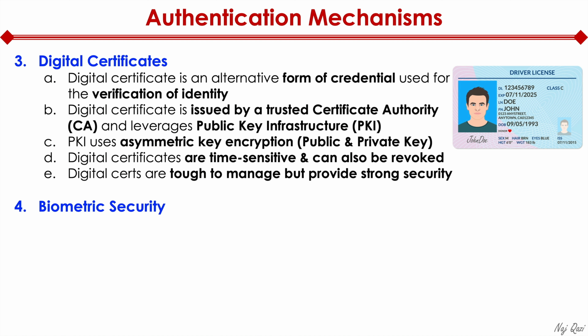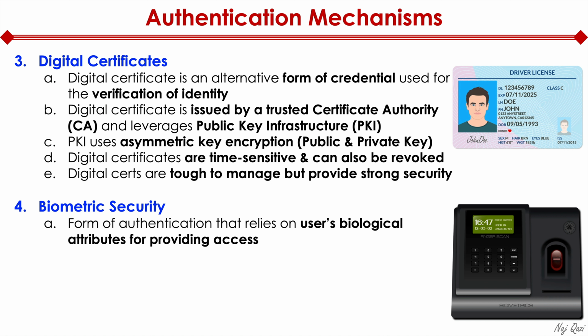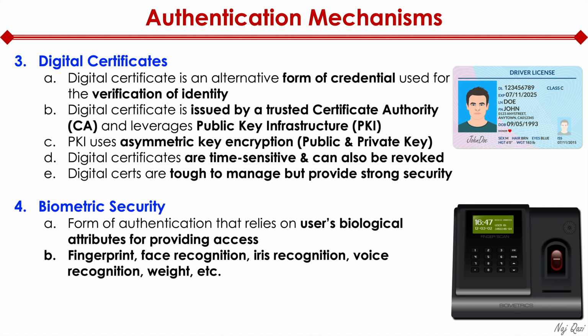And the final type of authentication mechanism that I want to touch base on today is biometric security. So when I say biometric, different things probably come to your mind, but here we have a finger scanner. So we go ahead and put our finger on this finger scanner, and if our fingerprint matches, we are granted access to either a facility or to a system. It's a form of authentication that relies on users' biological attributes for providing access. So once again, things like fingerprint, face recognition, iris recognition, voice recognition, even weight.